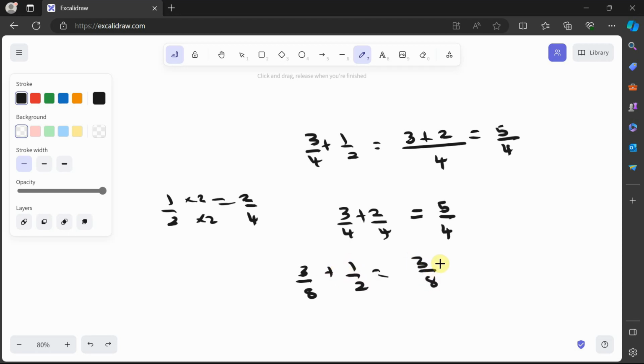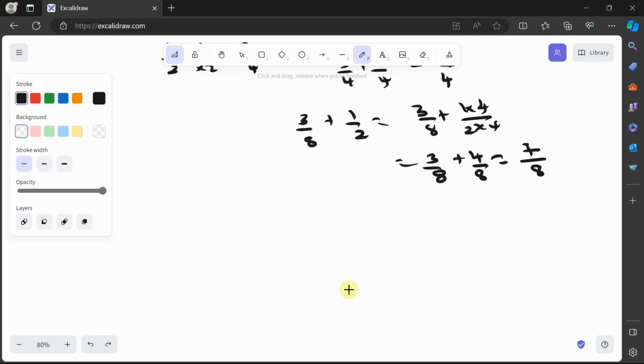So if I had 3 over 8 plus 1 over 2, this is like saying 3 over 8 plus 1 times, what can I multiply the denominator by that will give me 8? That will be 4. So 1 times 4 all over 2 times 4, and this will give me 3 over 8 plus 4 over 8, and I'll just add just the top, which is 7. 3 plus 4 is 7. 7 over 8. Simple and short.